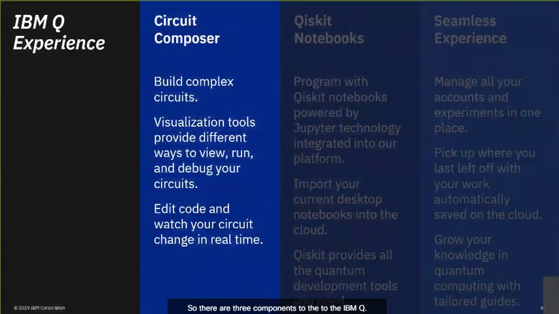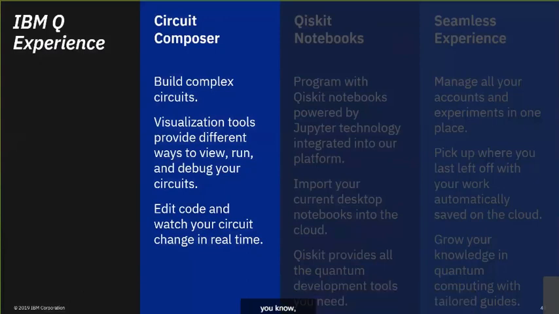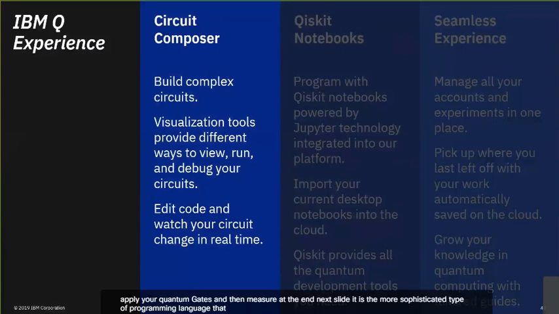So there are three components to the IBM Q Experience. It's actually called IBM Quantum Experience now. There's the circuit composer, which is that graphical interface. You've already seen illustrations of that when I was talking about how a quantum computer works. You start out, initialize your states, apply your quantum gates, and then measure at the end. Next slide.